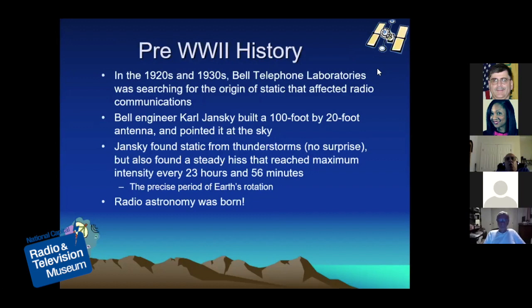So a Bell engineer named Carl Jansky built a 100-foot by 20-foot antenna and pointed it up at the sky. And no surprise, he got a lot of static on it. Jansky found static from thunderstorms, but he also found a steady hiss that reached maximum intensity every 23 hours and 56 minutes. And that's the period of Earth's rotation. So every 23 hours and 56 minutes, his antenna was pointing right at something that was squirting noise into it. So at that moment, radio astronomy was born. And Jansky didn't realize it right then, but he was the first radio astronomer.